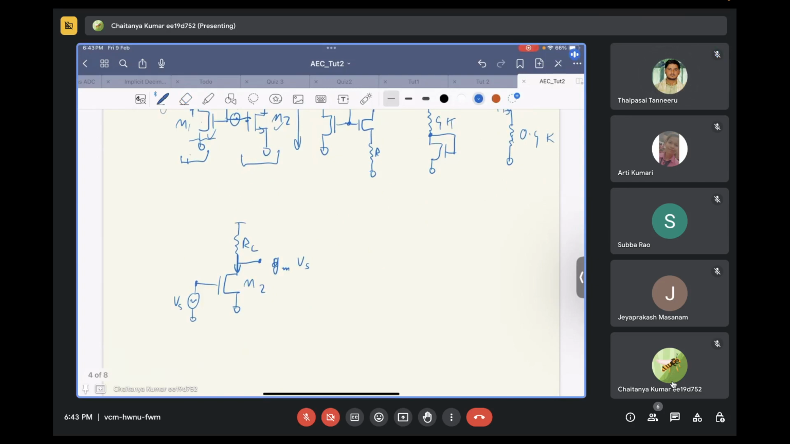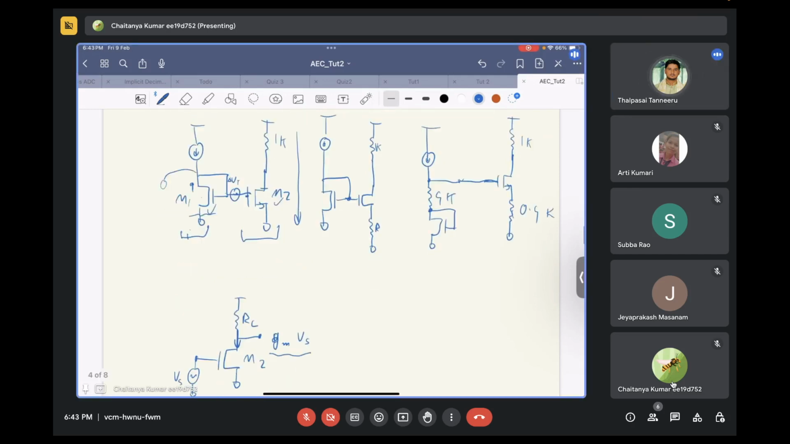So this is the incremental current. You understand the meaning of incremental current? Yes, sir. There will be the actual DC flowing through transistor M2, and on top of that, there will be an additional current with the value Gm times Vs. Do you get this? Yes, sir.